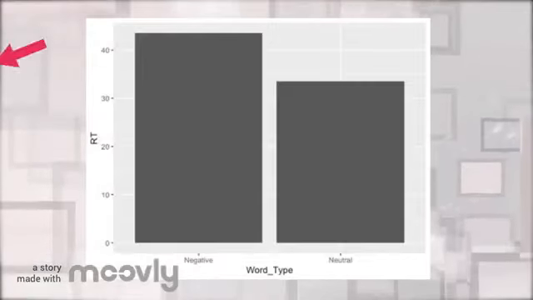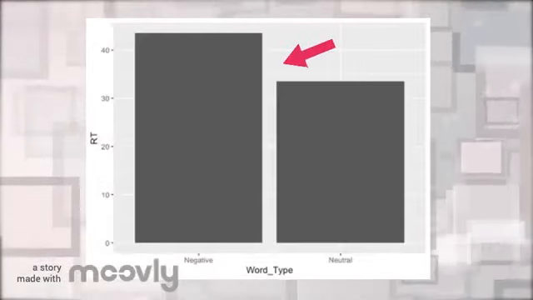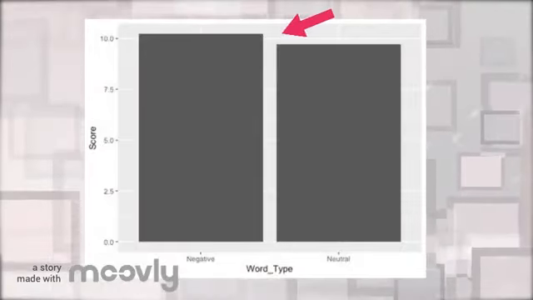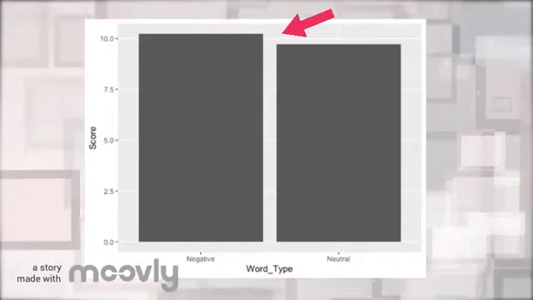As you can see in our bar graph for reaction time, there is visually a small difference between negative and neutral words, but that difference is not large enough to be statistically significant. In our bar graph for word recognition score, there is clearly no difference between recognition of negative and neutral words.